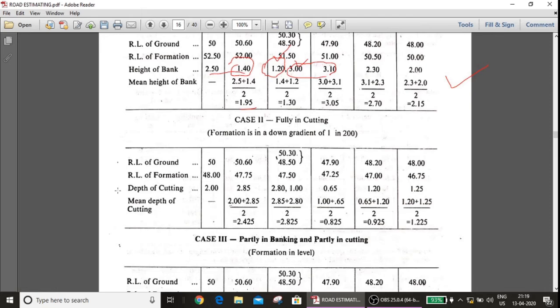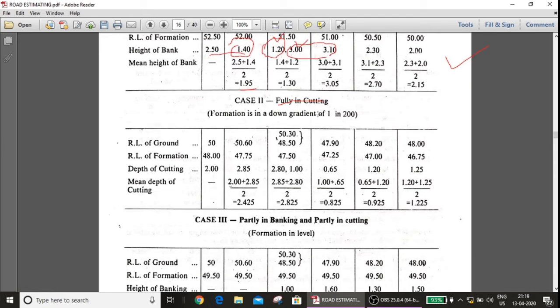Now case 2, fully in cutting. For fully in cutting, they have given the formation in a downward gradient, that is 1 in 200. So 1 divided by 200 into 50, we will get around 0.25. So what we have to do, we have to subtract 0.25 from the RL of the formation, which is given at station 10.